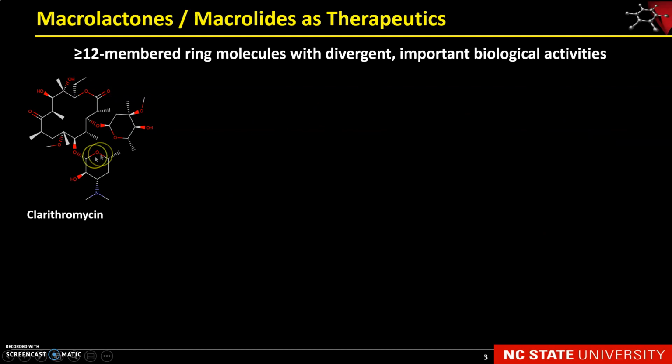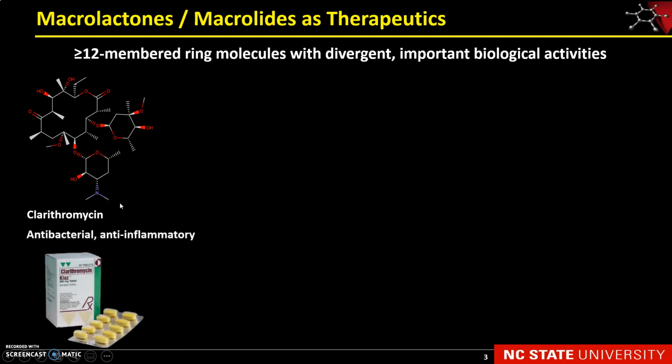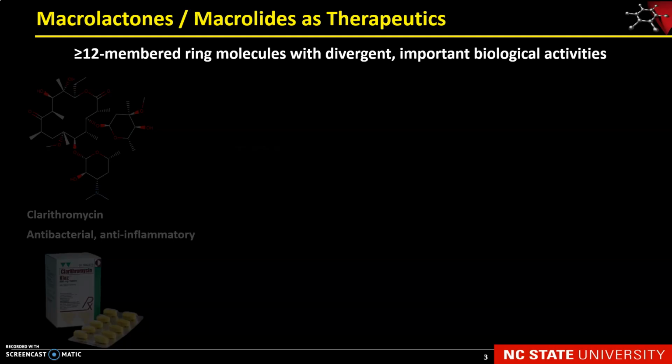For example, this one is Erythromycin. It has antibacterial and anti-inflammatory properties. It is used to treat respiratory tract infections like pneumonia, bronchitis, STDs like gonorrhea, and skin infections.